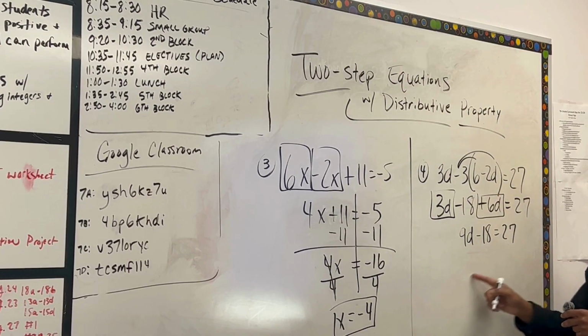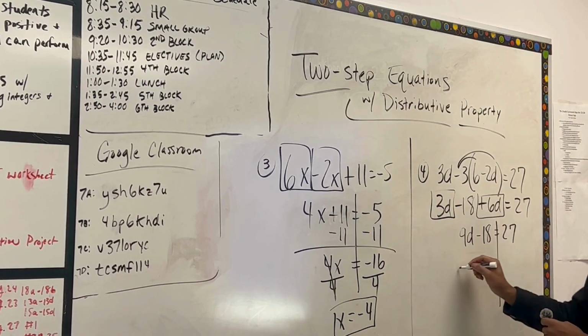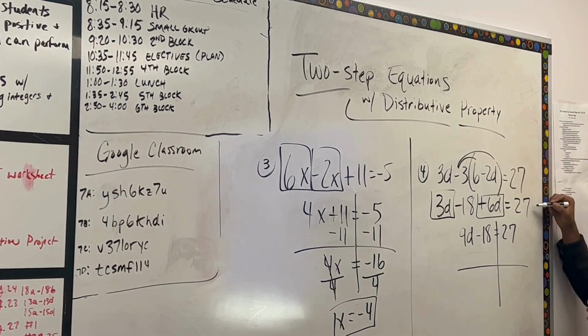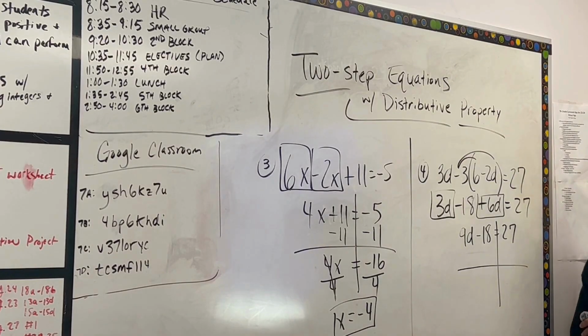Nothing else can be combined, correct? Nothing else can be combined. I'm going to make my four-way stop. Okay. So we distributed, combined our like terms, solve. Okay, now we're in that solving process. All right, good peoples. Trying to get that D by itself, what do I need to do first?